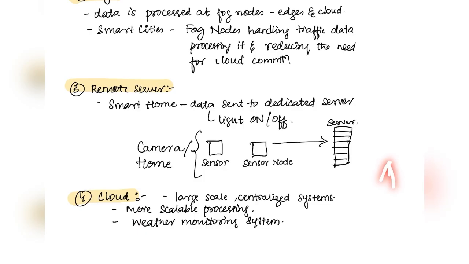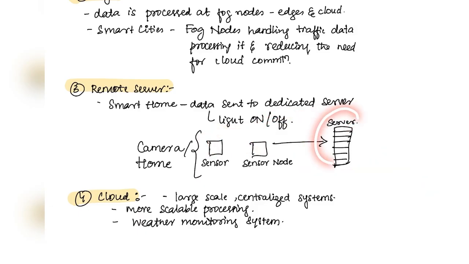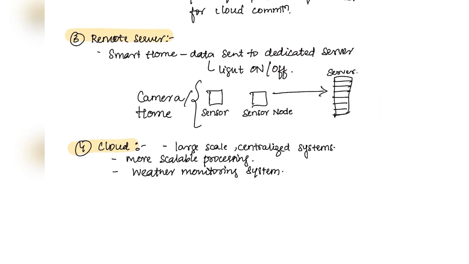Only if I enter the room, the sensor will detect something and send it to the sensor node, and from the sensor node it will be transmitted to the common remote server, from which the processing will happen. Again a particular output or signal would be generated, which will in turn turn the light on, right? That's how it works.